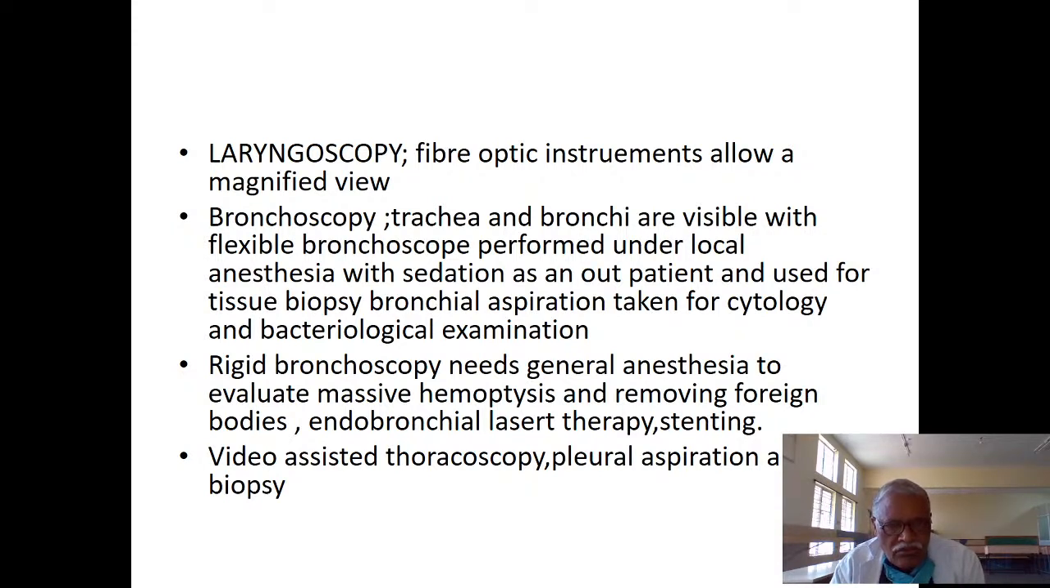And then you have video assisted thoracoscopy, and the pleural aspiration and biopsy. Thoracoscopy can be done by sending the thoracoscope through the second intercostal space, where you can do pleural aspiration and biopsy and subject it for histopathological examination, where the diagnosis is in doubt or to prove the malignancy.